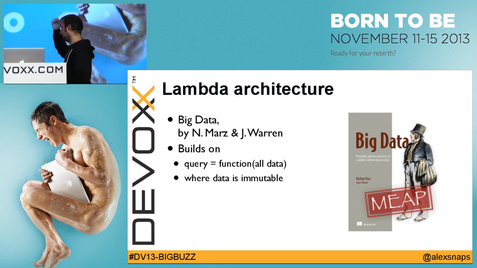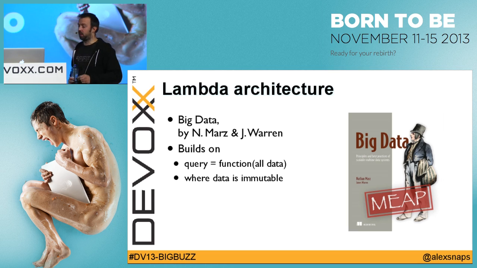So the two guys writing about this are Nathan Marz and James Warren. Nathan is the creator of Cascalog. I actually don't know this thing, but it's a Clojure-based query language for Hadoop. And he's the creator of Storm, right, which makes for all this stream processing and whatnot.